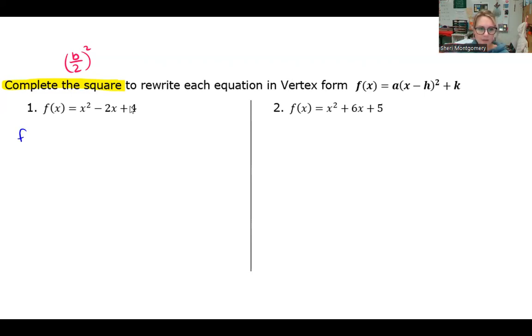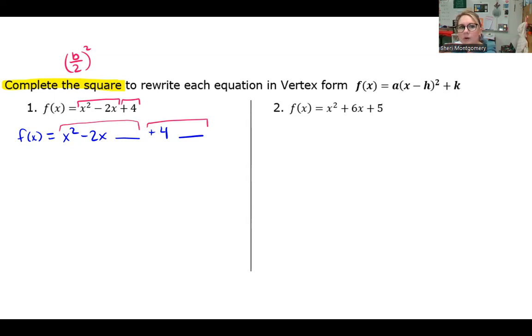So we'll set it up, f of x is equal to x squared. You're still going to have two parts. You have the part with the x's and then the part with no x, the constant, when you complete the square. And then I leave myself a blank. And then I do plus 4, and then I leave myself another blank. So again, this is where we're going to factor, and then this is going to tell us the k part. So you're going to do completing the square, but it's two different parts.